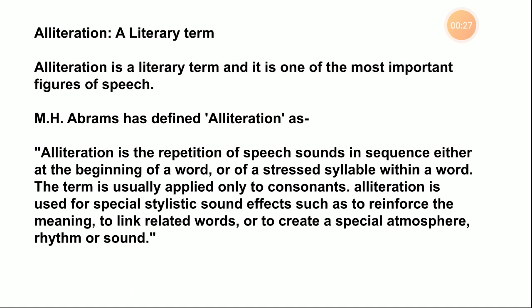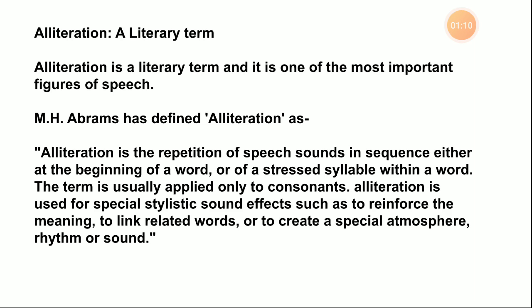M.H. Abrams has defined alliteration as: alliteration is the repetition of speech sounds in sequence, either at the beginning of a word or of a stressed syllable within a word. So you can see when you read a poetic line, there may be 10 syllables if it is a pentameter. If an initial consonantal sound is repeated once, twice, or thrice in the line, then it will be an example of alliteration.